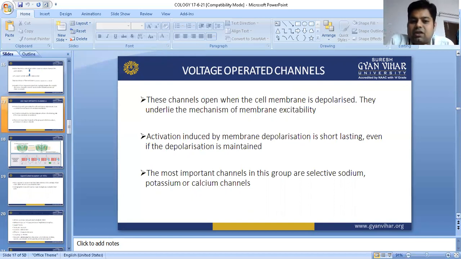The most important channels of this group are selective for sodium, potassium and calcium. So in voltage operated channels, ions always do the work. We have seen in this chapter sodium, potassium, calcium. These are the ions which are responsible for creating a voltage across the cell membrane.